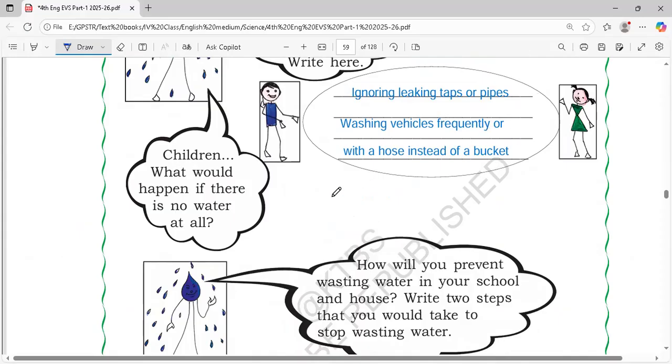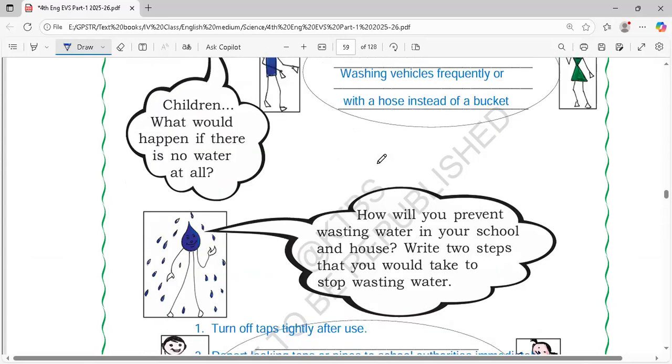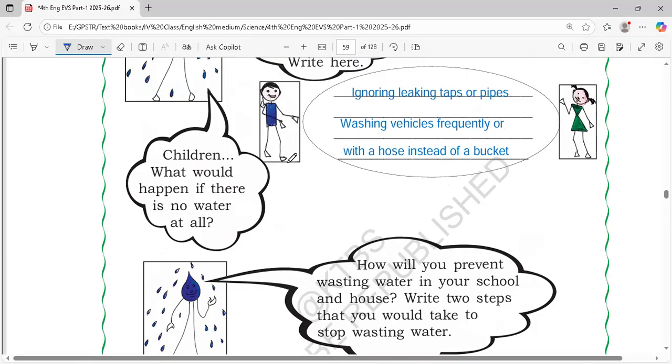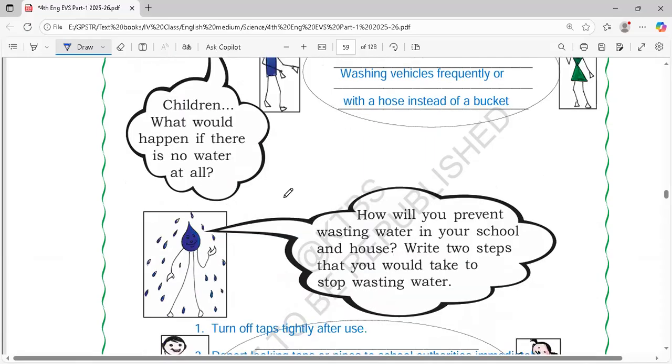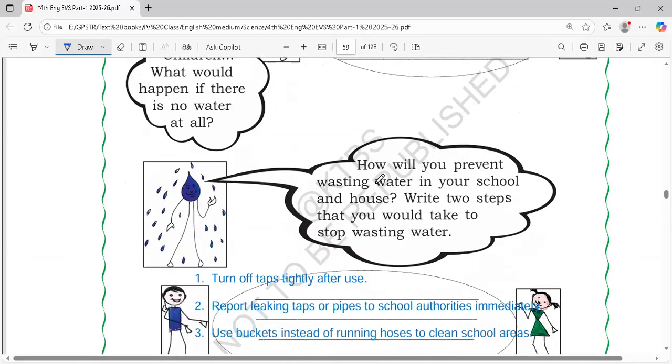Children, what would happen if there is no water at all? We cannot live. Human life cannot live without water.